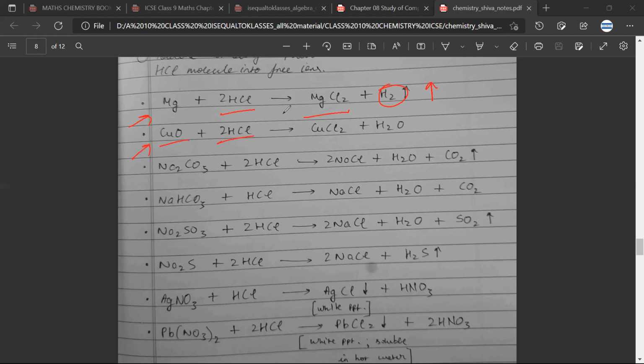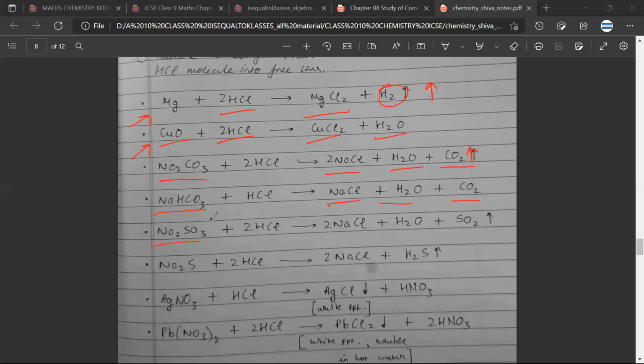Copper oxide plus HCl gives copper chloride plus water, and then we move on to the carbonates. Carbonates plus acids gives salt plus water plus CO2, and again this upwards arrow indicates that the product is in a gaseous form. Sodium bicarbonate plus HCl gives NaCl, salt, plus water plus carbon dioxide.